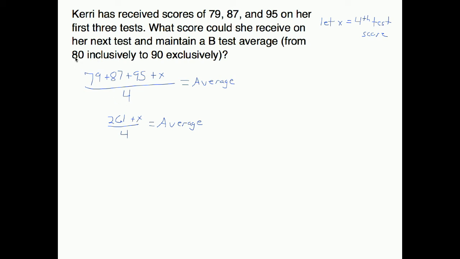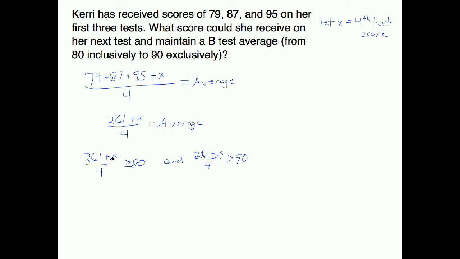Well, for a B, you have to be greater than or equal to 80 and less than 90. Did you hear that I said and less than 90? So it's a compound inequality, which has to do with and, or intersection. So what we're going to do here is we're going to say, well, her average, 261 plus x over 4, needs to be greater than or equal to 80, and her average has to be, I'm sure she would be okay with getting something higher than a B, but in order to keep a B, it would have to be less than 90. The average would have to be less than 90.